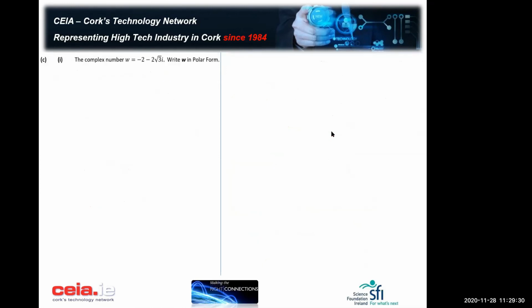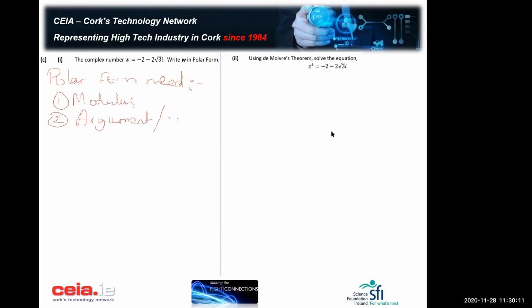Thank you for that. So now we have the complex number w is equal to minus 2 minus 2 root 3 i. Write it in polar form. Very common question that you get asked all the time. So what do you need to know for polar form? You need the modulus, and you need the argument, the angle. The angle the modulus makes with the x-axis.